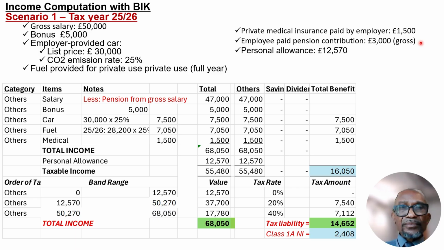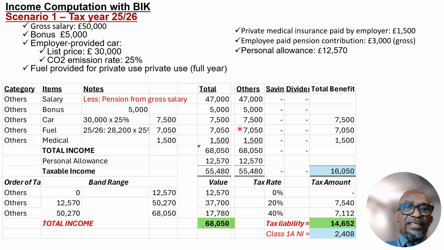Okay. So now let's slot in the items line by line into the pro forma, which I've actually explained to you earlier. So the salary less pension from gross salary: 50,000 less 3,000 is 47,000. Put it under earnings and extend to the total column. The bonus again is 5,000. Extend it to the total column.